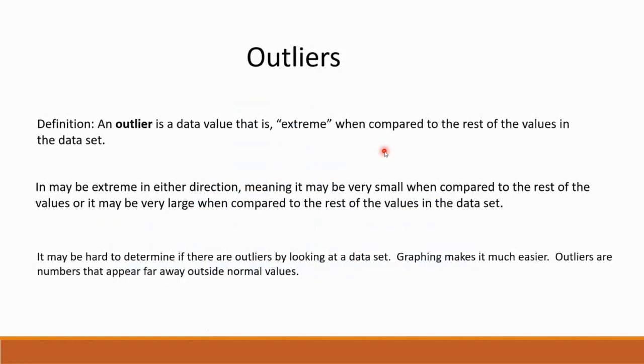All right. Sometimes with data values, you can have what's called an outlier. That's where those are data values that are very extreme when compared.